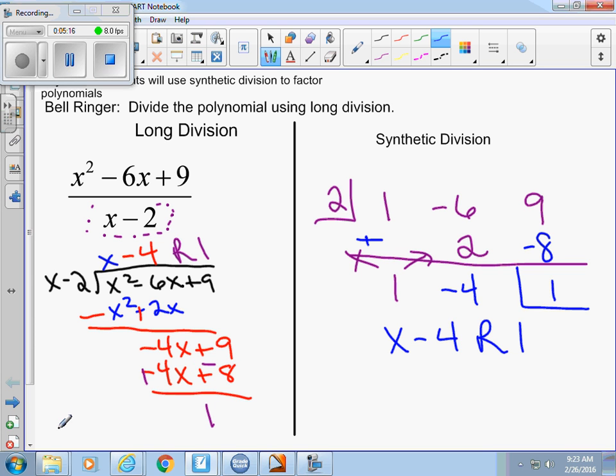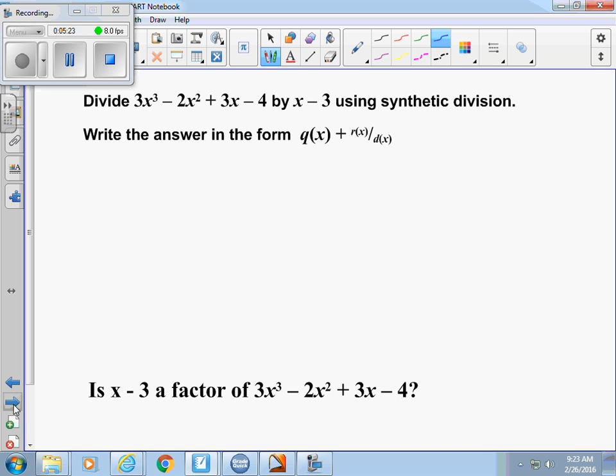Now that was the first one. We'll do a few more so you get the pattern. That's kind of the why it works. Okay, so now I want to divide 3x cubed minus 2x squared plus 3x minus 4 by x minus 3. And now I want to use synthetic division. And it tells me how to write the answer, and I'll show you what that means.